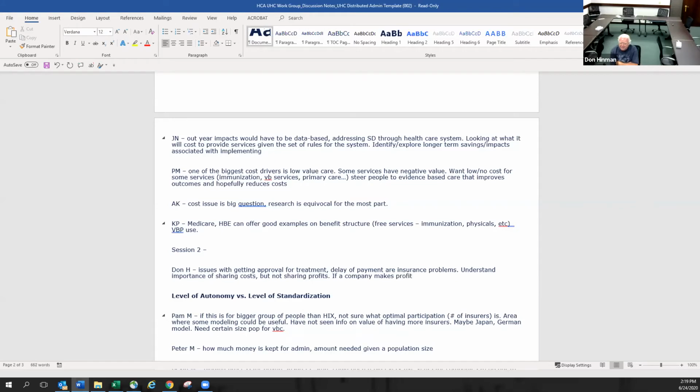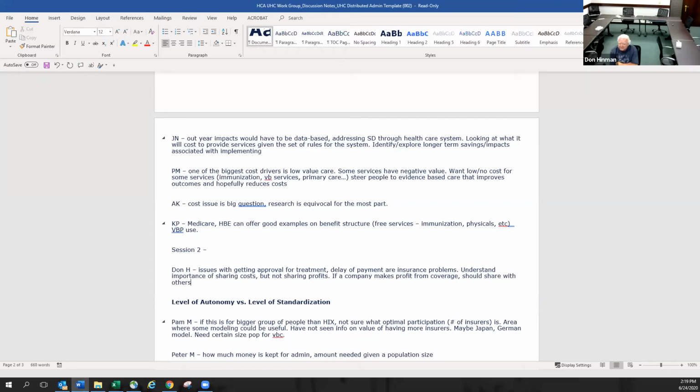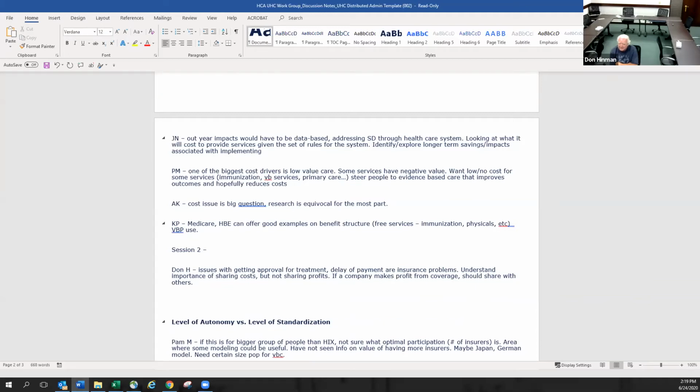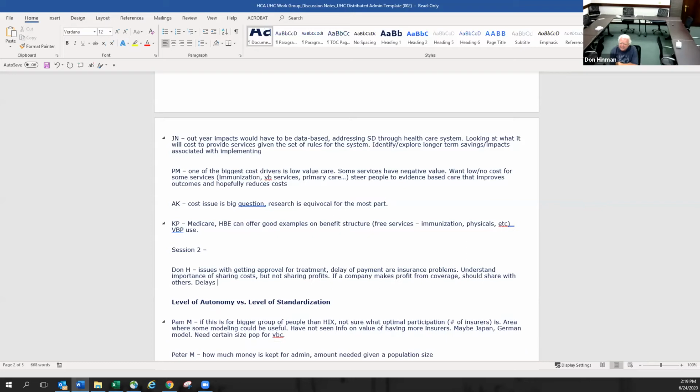But there's a real problem when you use insurance companies, and I'm an insurance agent, of companies designing ways to keep their costs down by delaying treatment, delaying payments, delaying access to specialists, and that's a real problem right now in the system that we have.